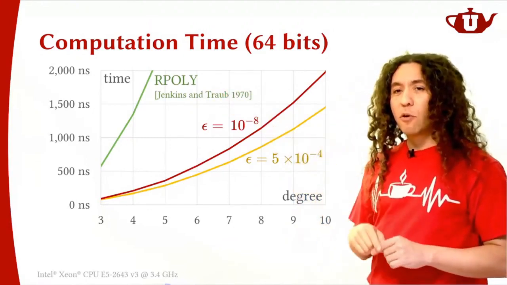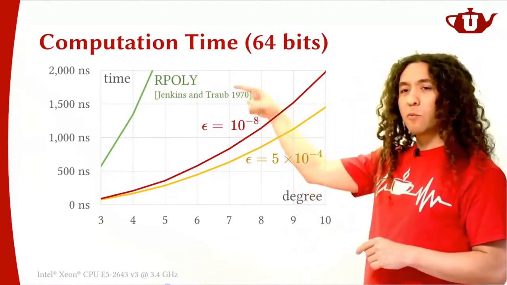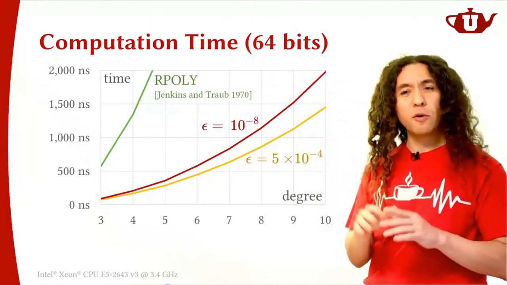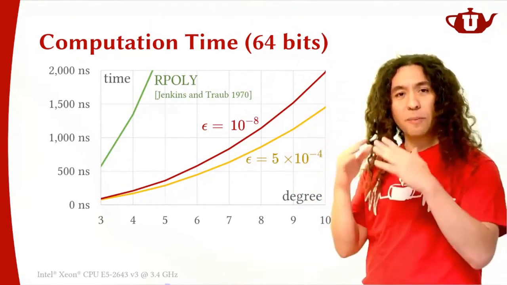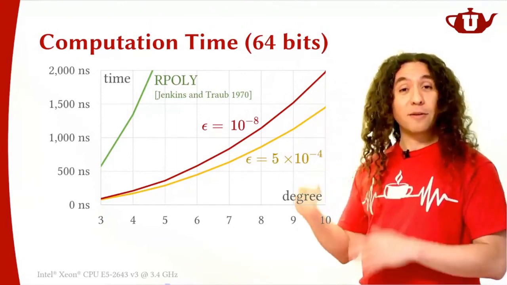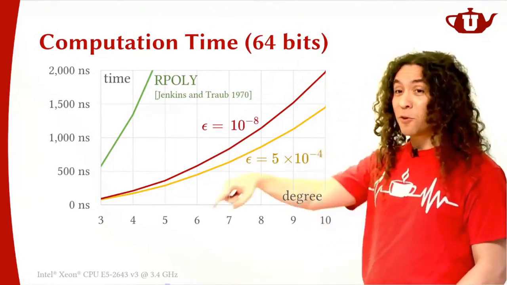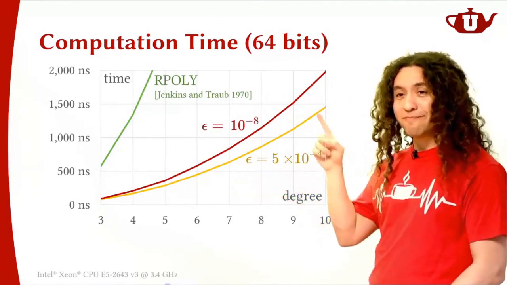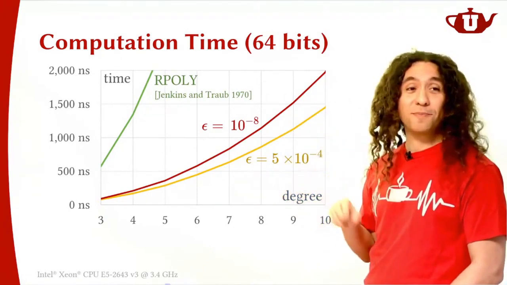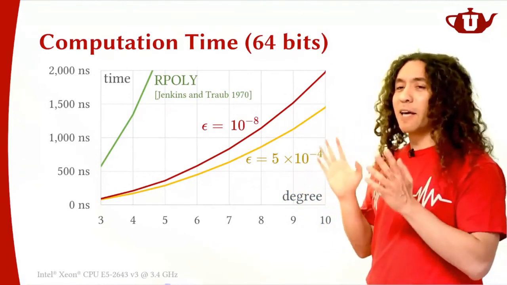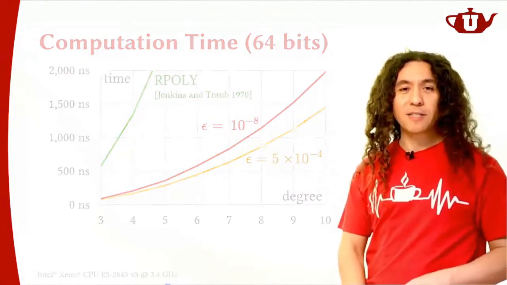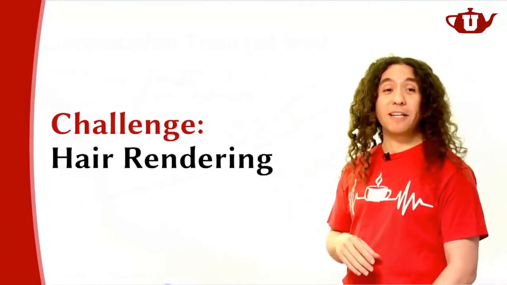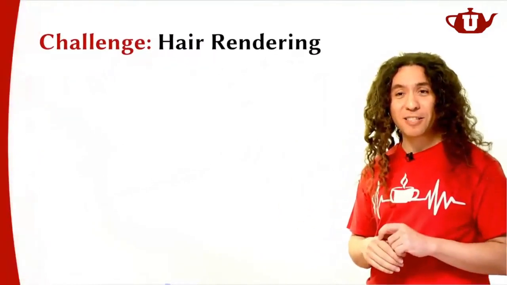That also should not give you the wrong impression. This algorithm will catch up at some point. In my experiments, at about degree 20 to 30, our poly becomes a little bit faster. But for lower polynomial degrees, the solution is so much faster. Okay, I keep saying fast and fast. Let's put this in context with a challenge. The challenge that I picked for that is hair rendering. I'll tell you why I picked that challenge in a little bit.